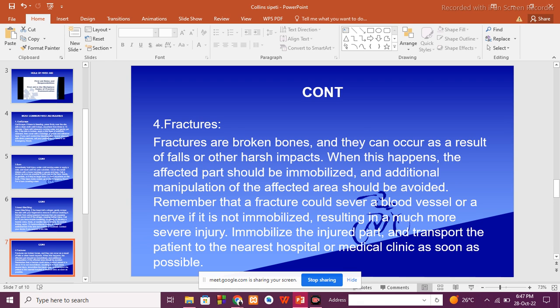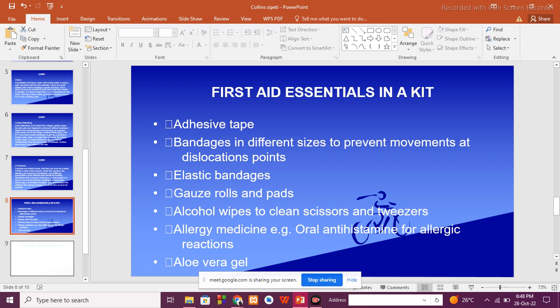Number 4, fractures. Fractures are broken bones and they can occur as a result of falls or other harsh impacts. When this happens, the affected part should be immobilized and additional manipulation of the affected area should be avoided. Remember that a fracture could sever a blood vessel or a nerve if it is not immobilized, resulting in a much more severe injury. Immobilize the injured part and transport the patient to the nearest hospital or medical clinic as soon as possible.